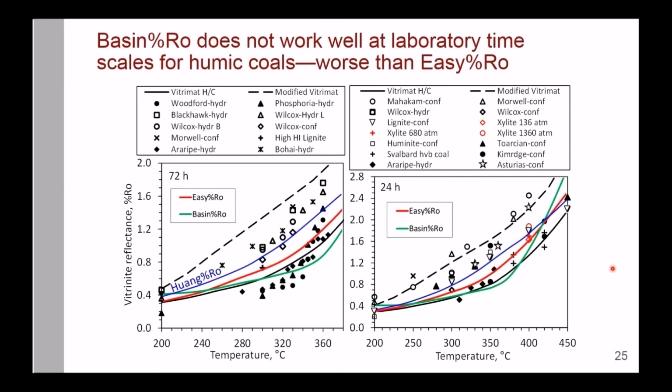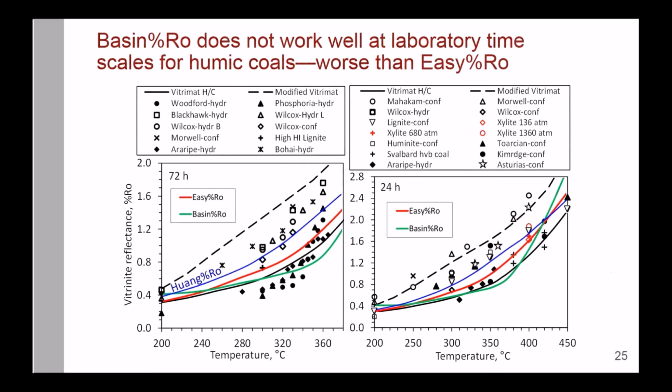Now, if you go back to the philosophy of BP back in the 1980s, they believed that you really couldn't calibrate kinetics on either geologic or laboratory data alone, and so they did a simultaneous optimization. And that's perhaps one approach that should be taken. But I want to make sure that everybody understands that Basin Ro, even if it is better at geologic conditions, is not very good at laboratory conditions.